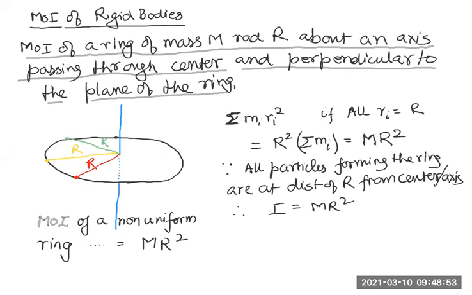So this is something very, very special about a ring, right? And this will not be repeated for any other object, no way. So if a ring is uniform or it is non-uniform, if you have taken the axis to be the axis which is passing through the center of the ring and perpendicular to the plane of the ring, then the moment of inertia will be MR squared.